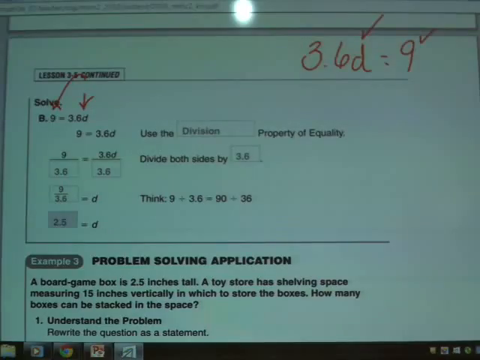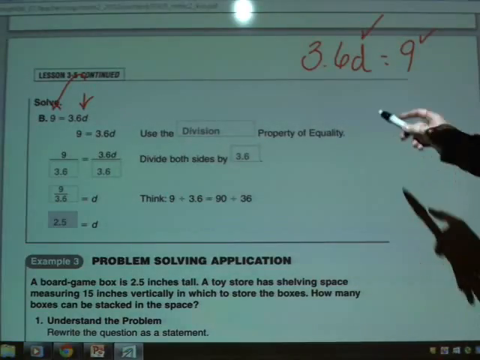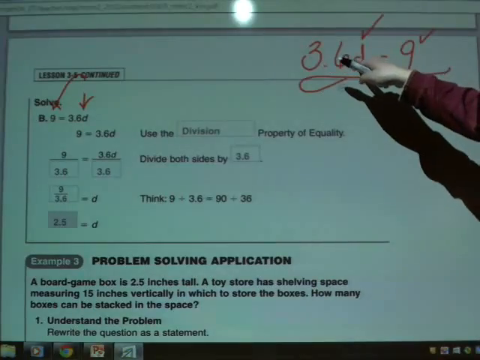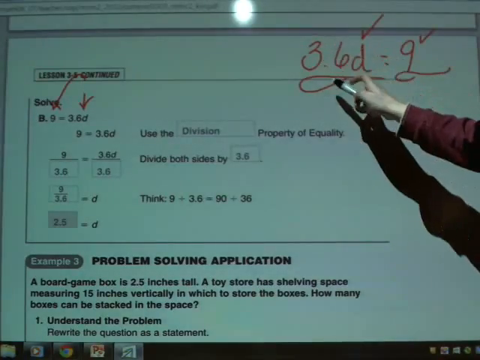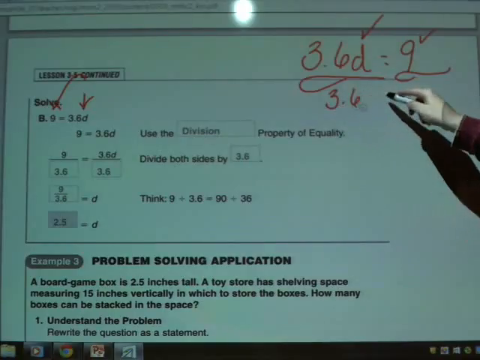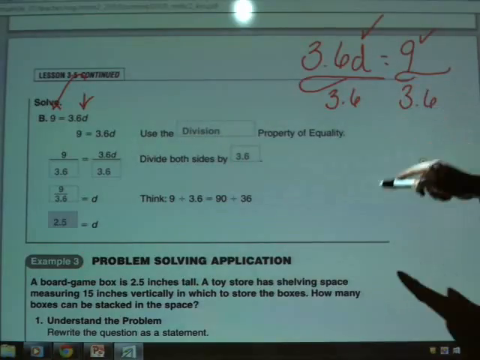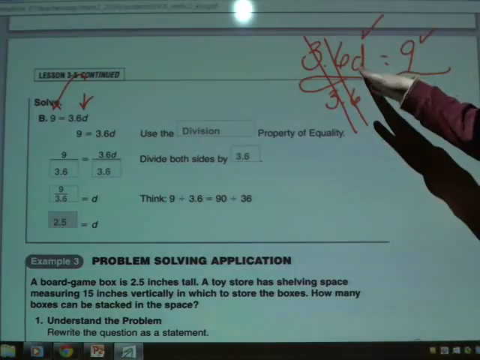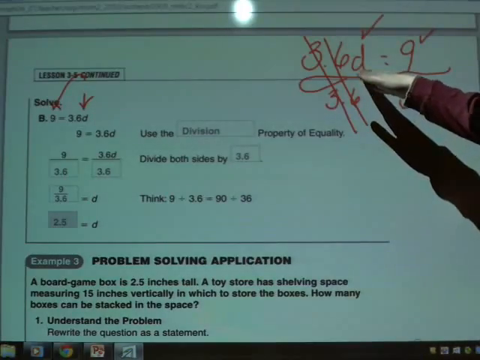I'm going to move 3.6 by doing the opposite, which is to divide. So I'm going to divide both sides by 3.6 here. Realize that this says 3.6 times d, so that's how I know the opposite is to divide. Over here, the 3.6 cancel out, and notice what happens. I'm just left with variable d.